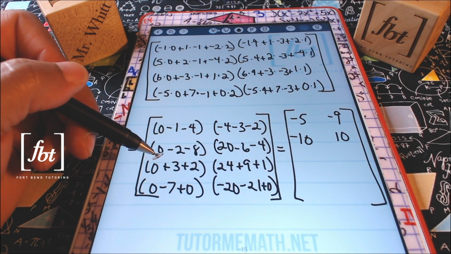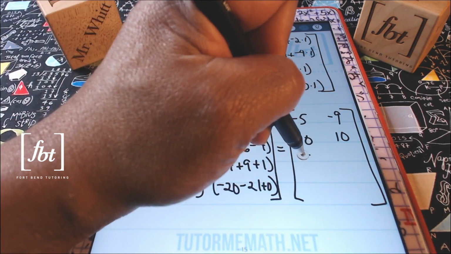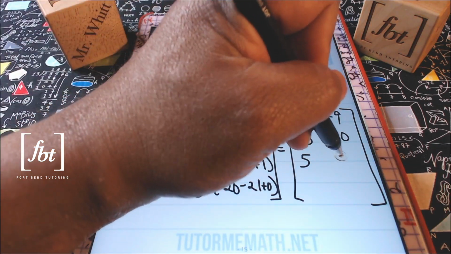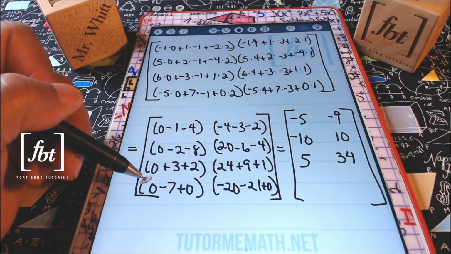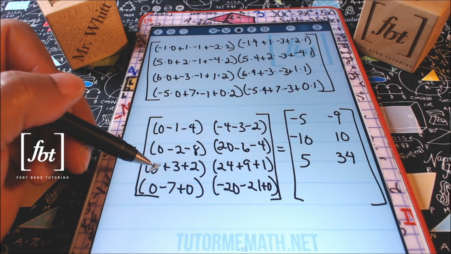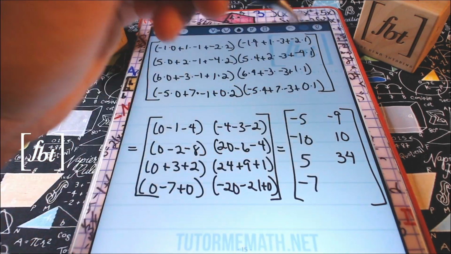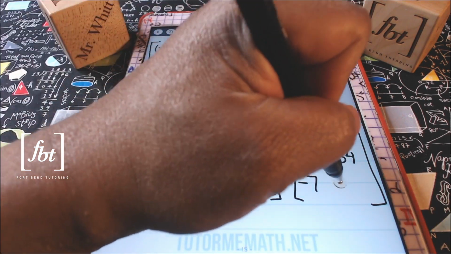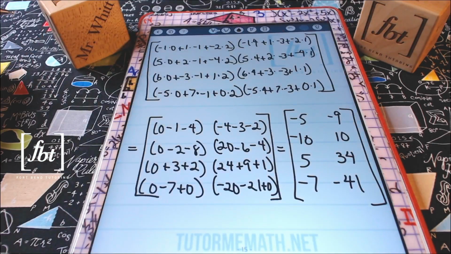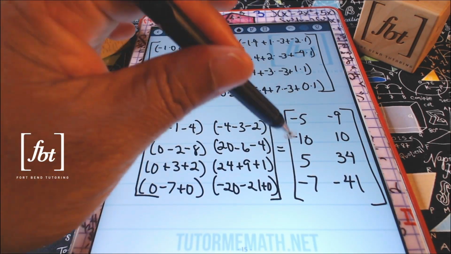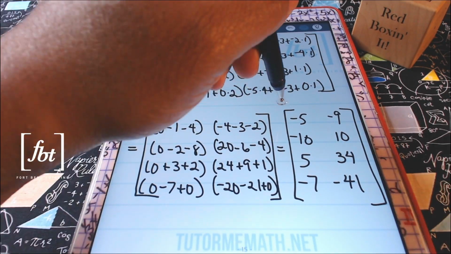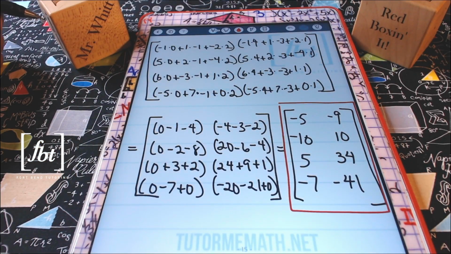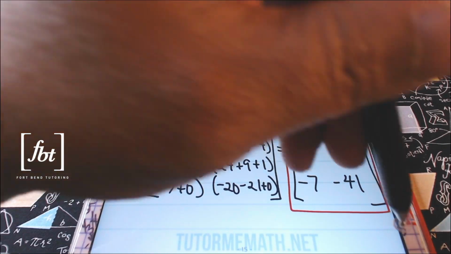Third row, we'll have 0 plus 3 is 3. 3 plus 2 gives you positive 5. 24 plus 9 is 33. 33 plus 1 gives you 34. In the fourth row, we have 0 and negative 7 give you negative 7. Negative 7 plus 0 is still negative 7. Negative 20 minus 21 gives you negative 41. Negative 41 plus 0 is negative 41. Ladies and gentlemen, this is your answer. Red, box it. All right, got our red box right here for problem number 8, guys. That's right. All right. Let's turn the page here.